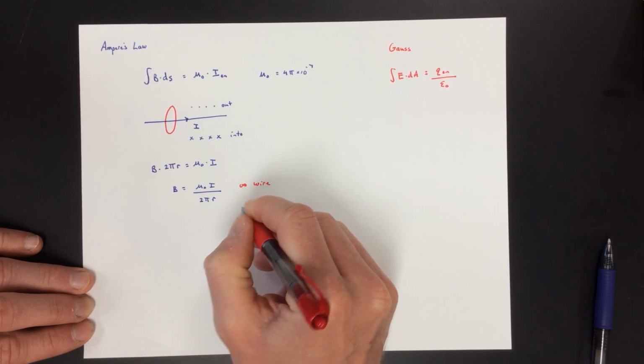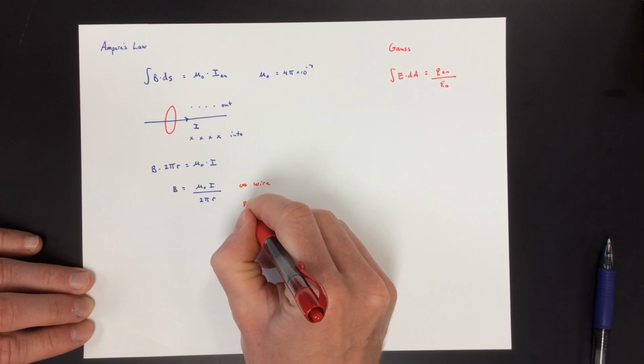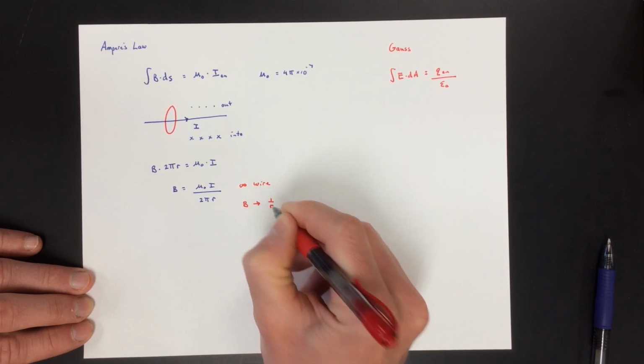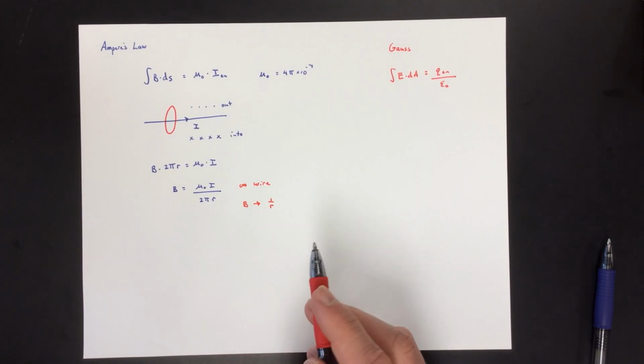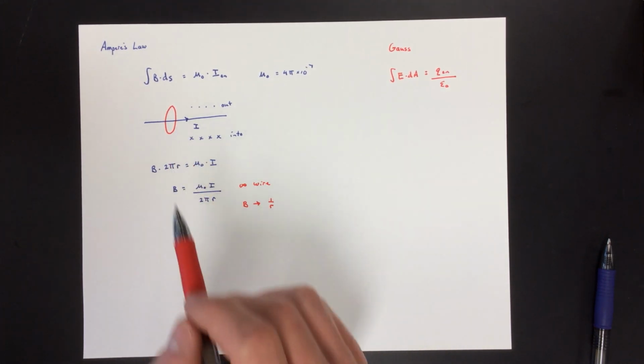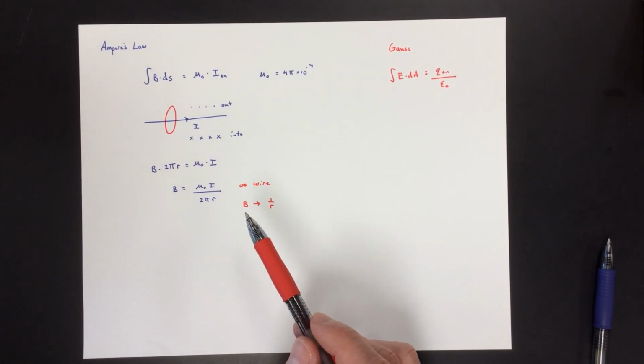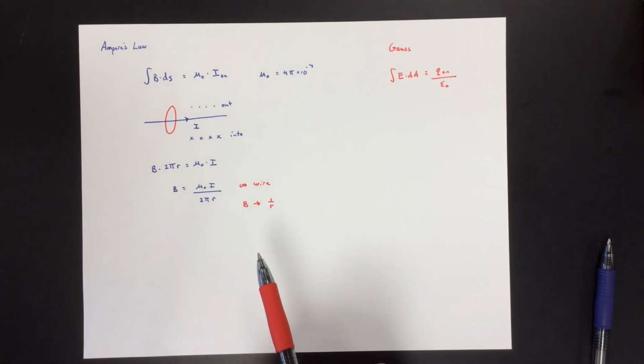And we also want to notice that the B field is like a 1 over r. A 1 over r, and actually it's very similar to what Gauss's law said for an infinite line of charge. The electric field varies like 1 over r, and it does in this case too, so it's kind of easy to remember that relationship.